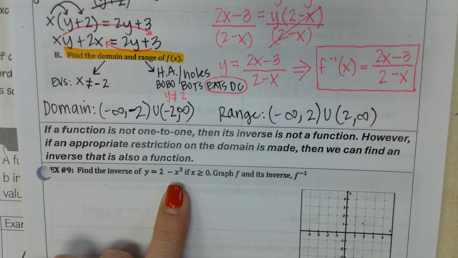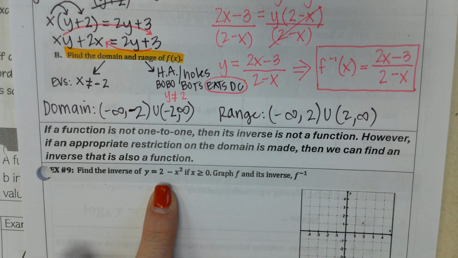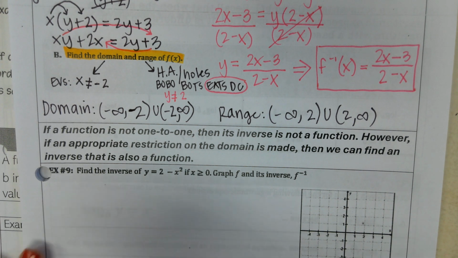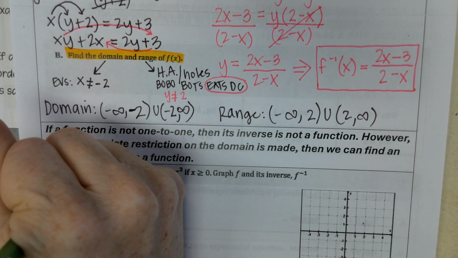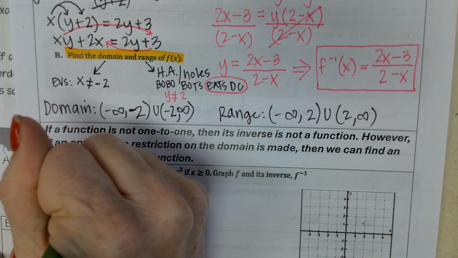So the very first thing that I am asked to do is to find the inverse of this function, 2 minus x squared. So to find the inverse, I'm going to swap the x and the y.